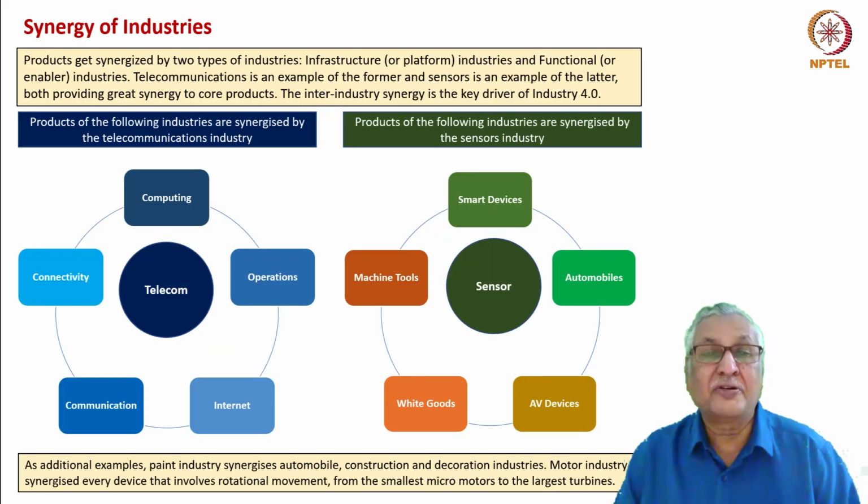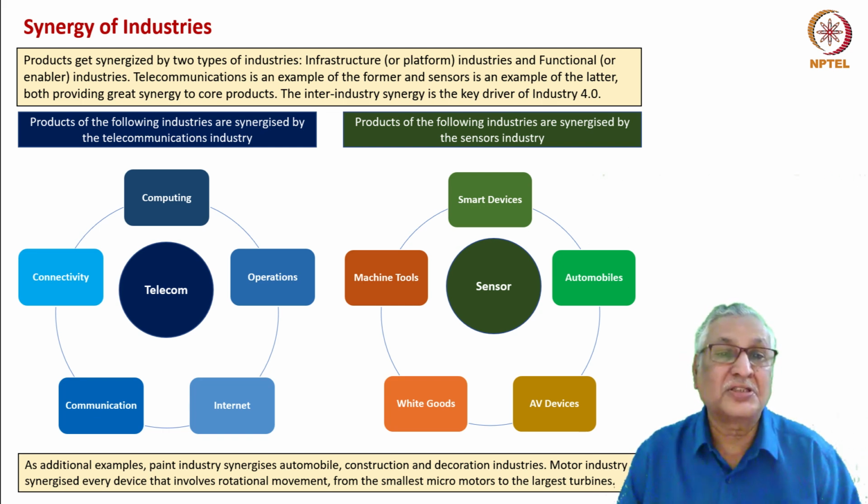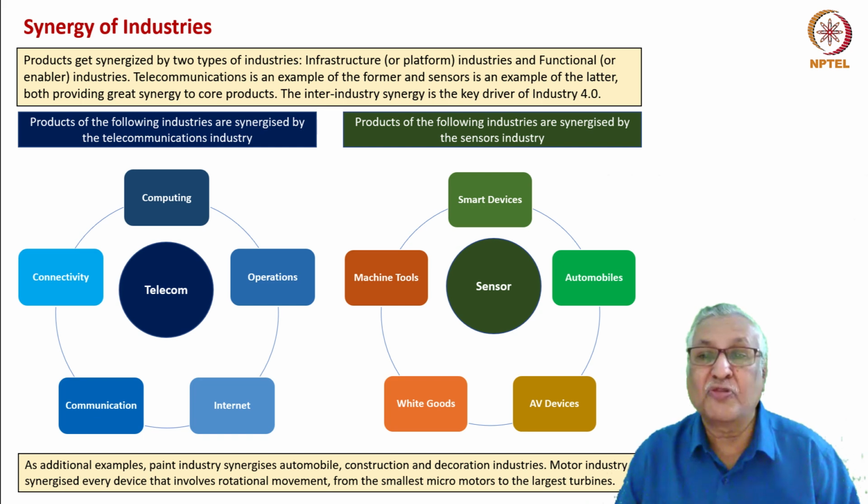When we see the industrial developments of this kind, we have to analyze how the synergy comes in for these new industries to get established. Products get synergized by two types of industries: infrastructure or platform industries, and functional or enabler industries. Telecommunication is an example of the platform industry, and sensors is an example of the functional industry. Both provide great synergy to core products. The inter-industry synergy is the key driver of Industry 4.0.